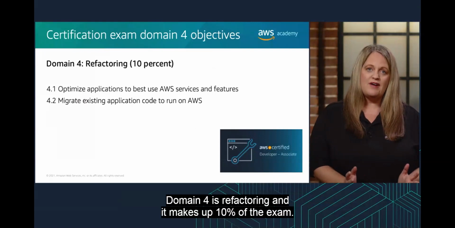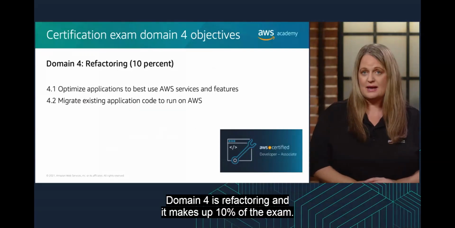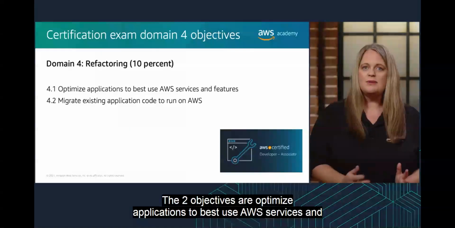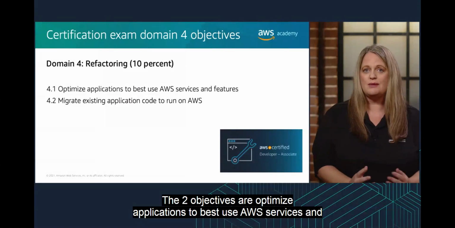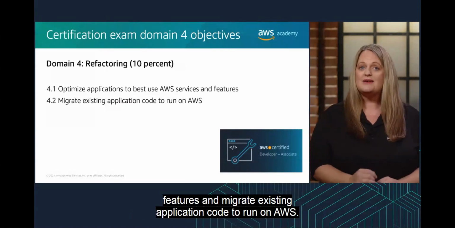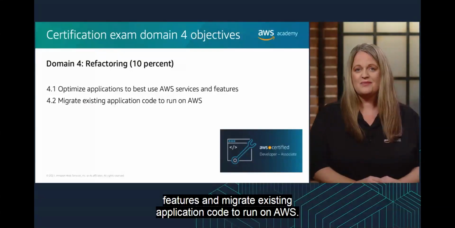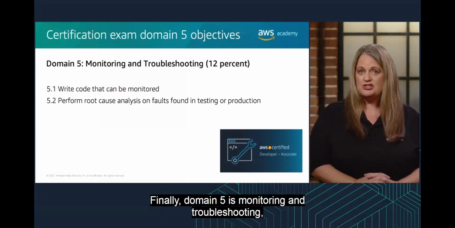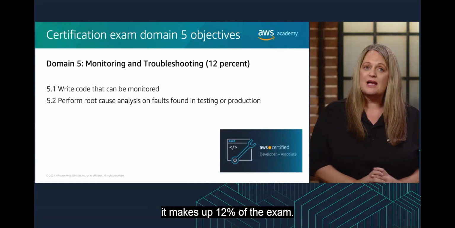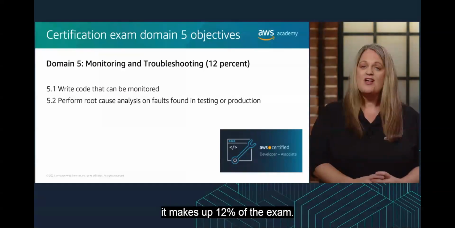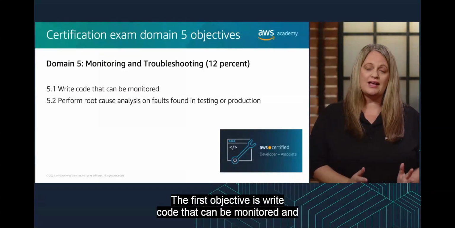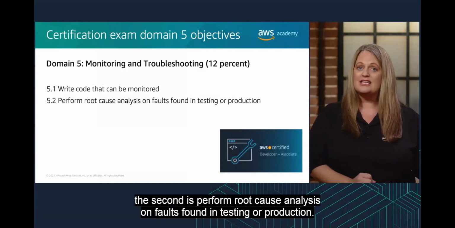Domain 4 is refactoring, and it makes up 10% of the exam. The 2 objectives are optimize applications to best use AWS services and features, and migrate existing application code to run on AWS. Finally, Domain 5 is monitoring and troubleshooting. It makes up 12% of the exam. The first objective is write code that can be monitored, and the second is perform root cause analysis on faults found in testing or production.